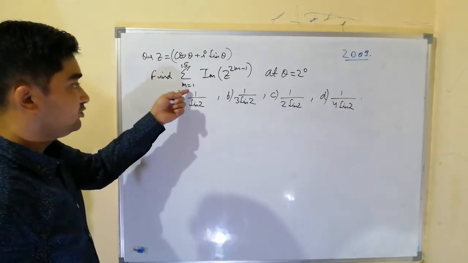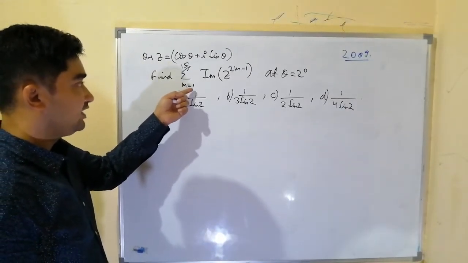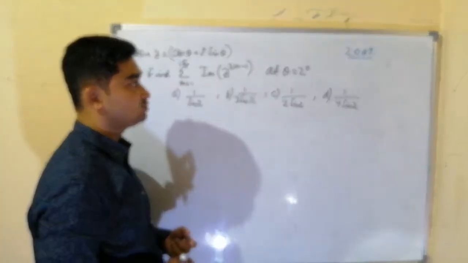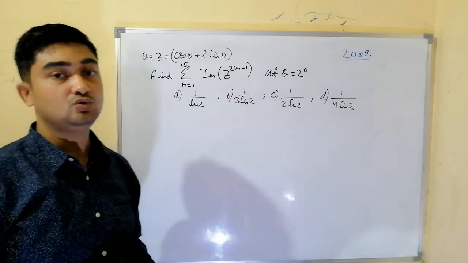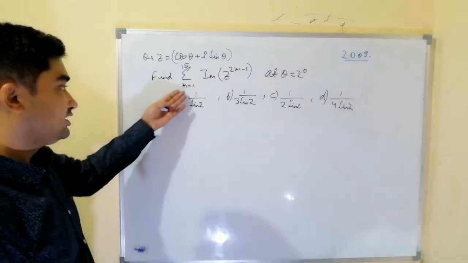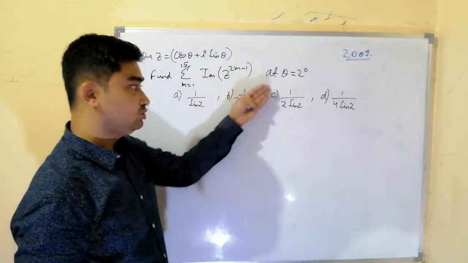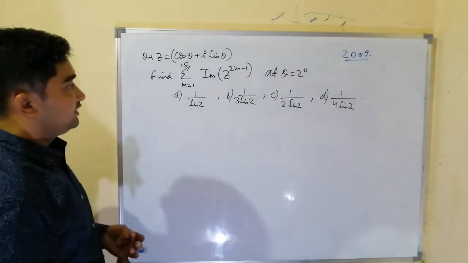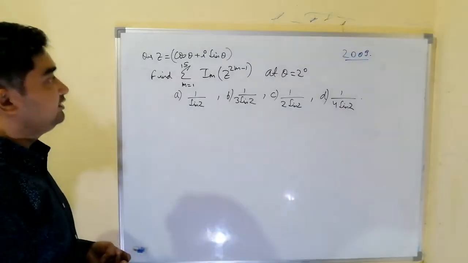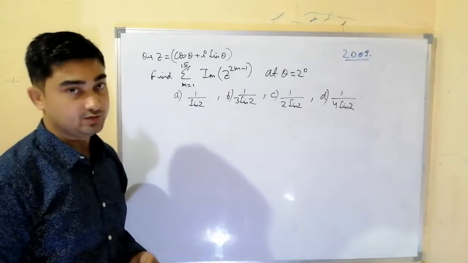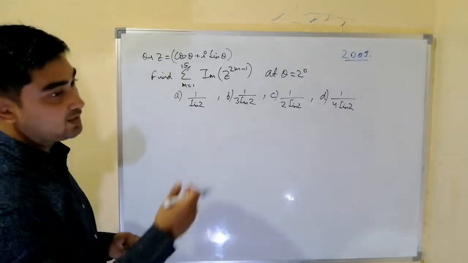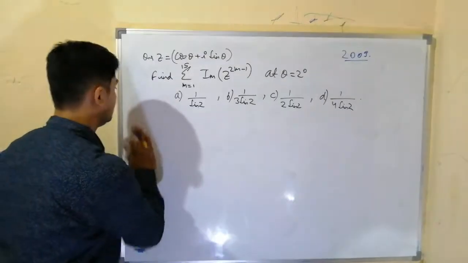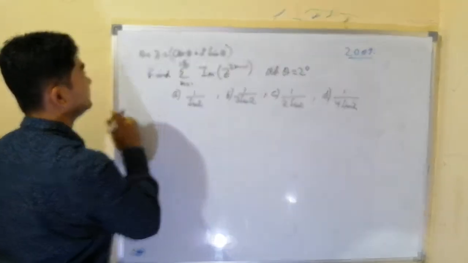What we have to find? We have to find a value for summation of m is from 1 to 15, imaginary part of z power 2m minus 1, where theta is equal to 2 degree. Options are 1 by sin 2, 1 by 3 sin 2, 1 by 2 sin 2, or 1 by 4 sin 2. So it is not a problem from geometry, it is a problem from de Moivre's theorem. What is de Moivre's theorem? Power will come to the angle. That all of us know. Now let us do this problem.